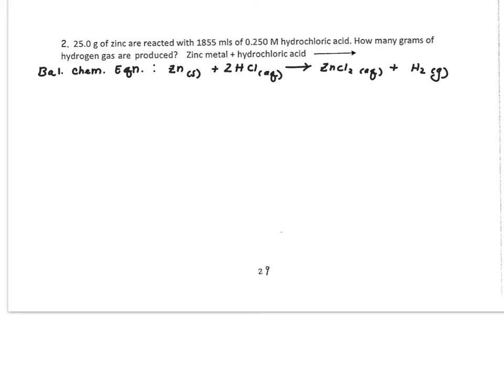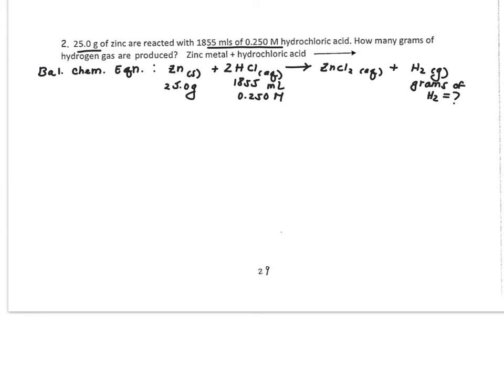the HCl. I like to write out what numbers belong to which reactant so I can keep track of our quantities. We have 25 grams of zinc and 1855 mL of 0.250 molar hydrochloric acid. We want to determine the grams of hydrogen gas.